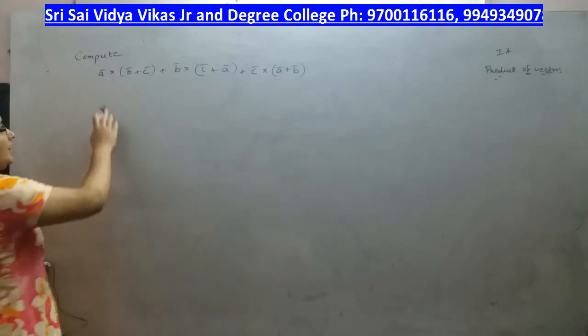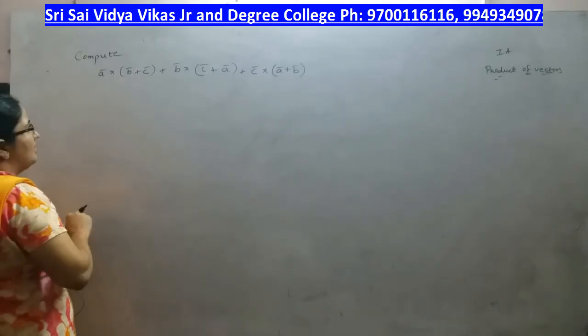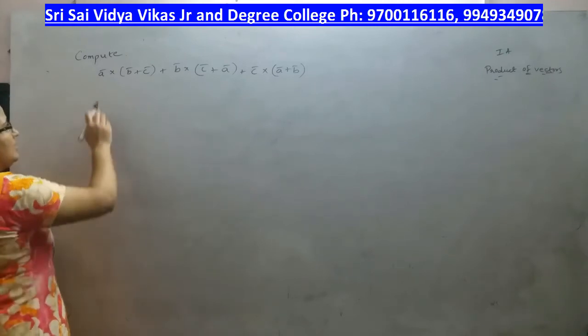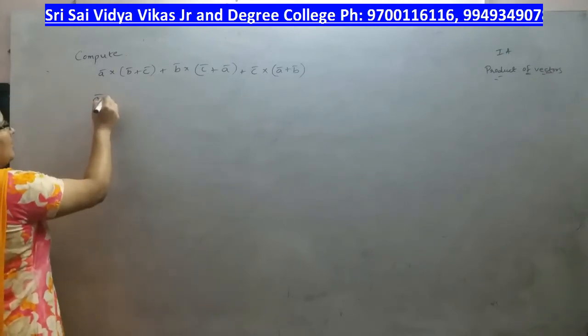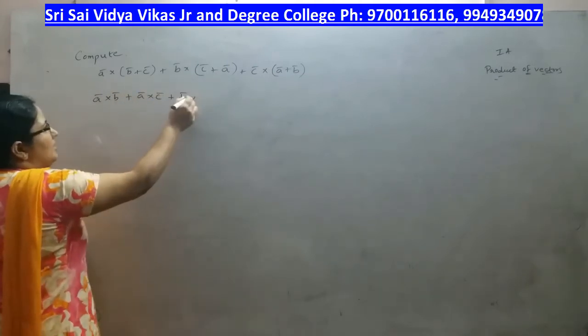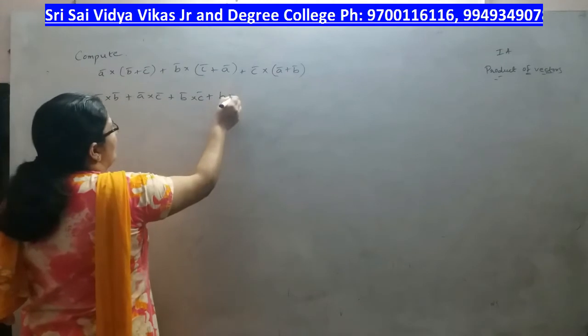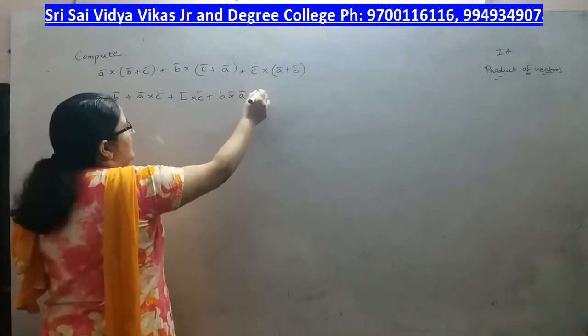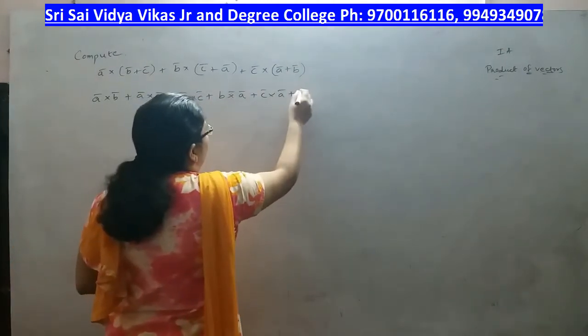Let us see how to find. This uses the distributive property. Here you are using the distributive property: a bar cross b bar plus a bar cross c bar, b bar cross c bar plus b bar cross a bar, c bar cross a bar plus c bar cross b bar.